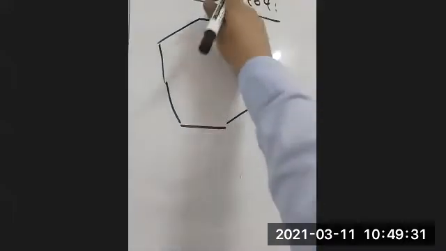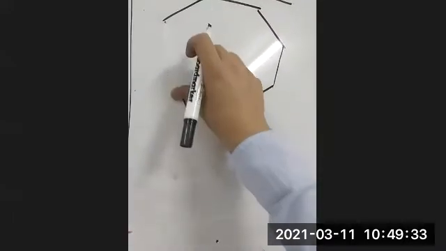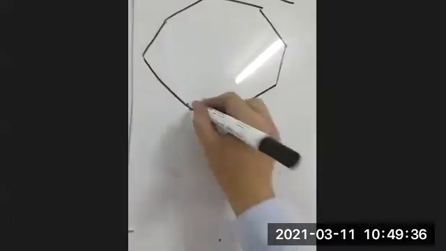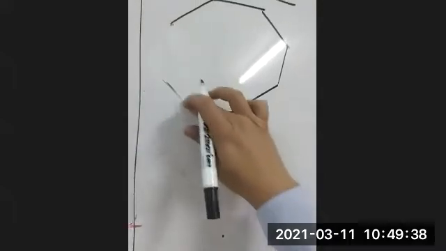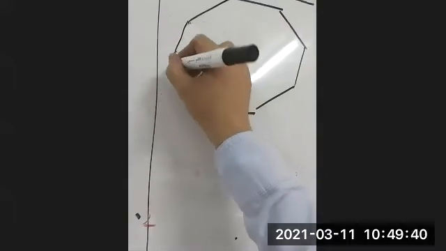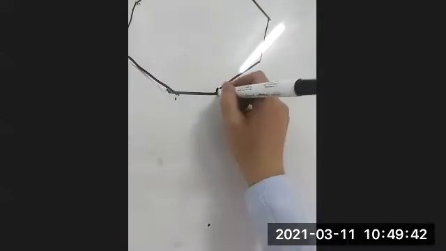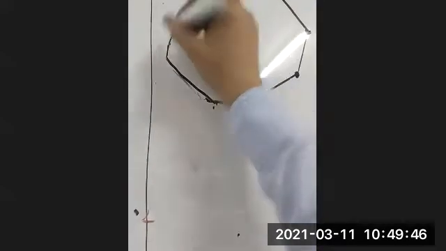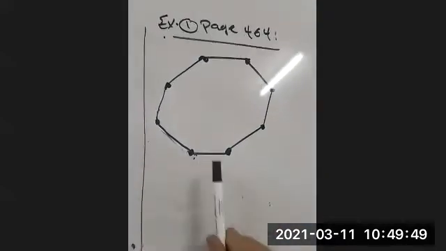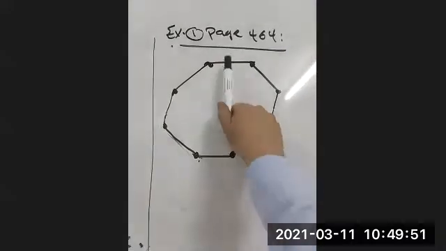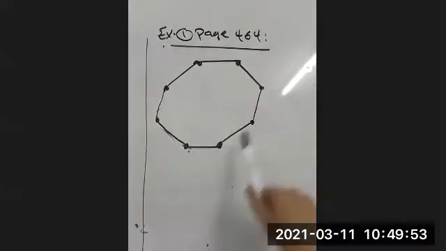One, 2, 3, 4, 5, 6, 7, 8. Let me just fix this. Let's count the sides. 1, 2, 3, 4, 5, 6, 7, 8. 8 sides called what? Octagon.